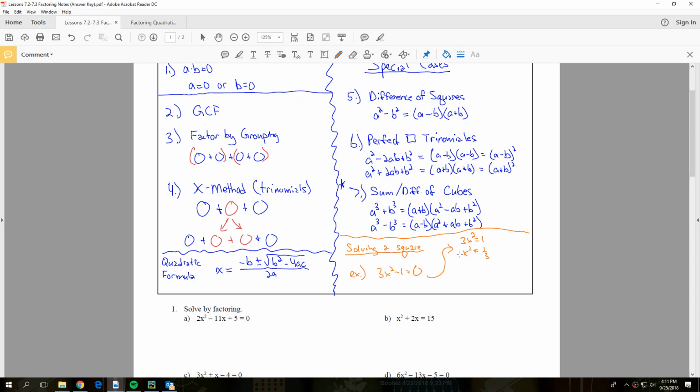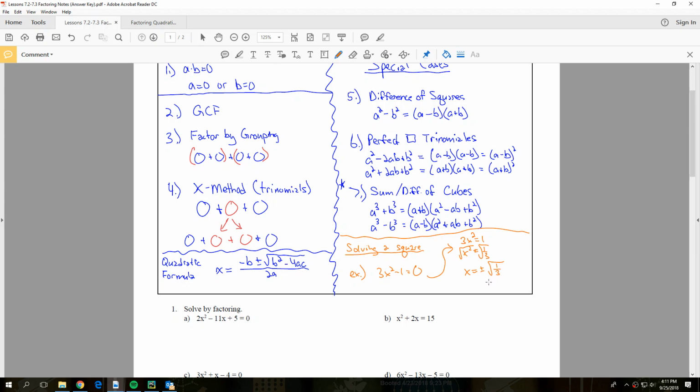Now I'm going to take the square root of both sides. And whenever you take the square root of an x squared, you have to be very careful and say x is equal to plus or minus. So in this case, x is equal to plus or minus the square root of 1 over 3. Now this can be simplified. Normally, we would simplify this.